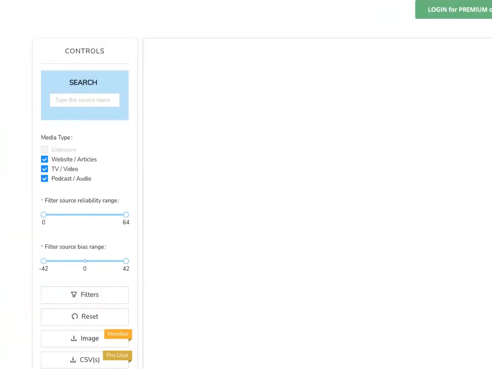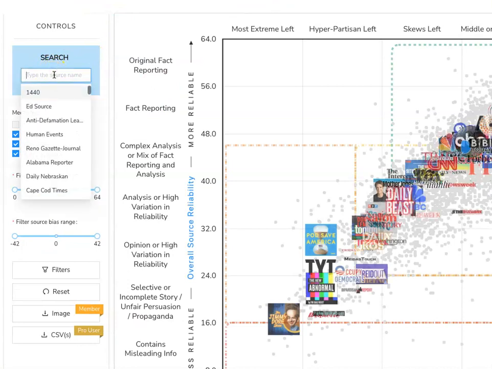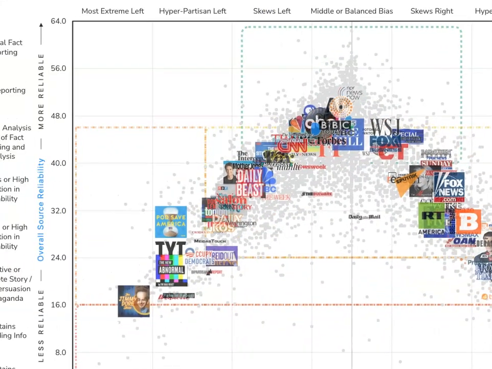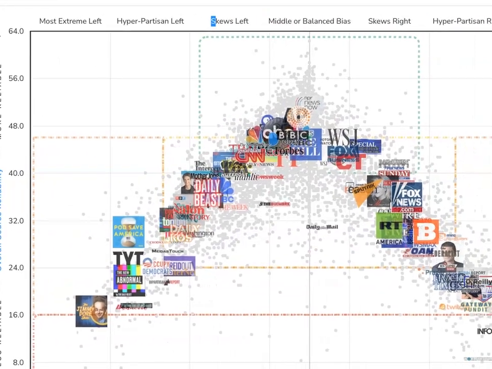But it does not. This is going to be something you can search for the paper, and you can look at podcast, TV, and other things, and website and articles as well. And you can check those out here. Just type it in the search, and it's going to appear over here. I'm trying to move it. There's going to be information on this side, original fact reporting, down to inaccurate. So it's going to have the top part, which is going to have the left to the right skew. And I'm trying to move this up, guys. Sorry. Up, you see the top bar.